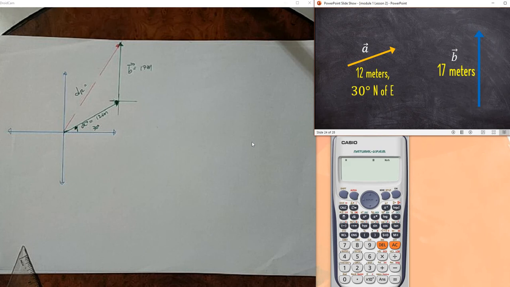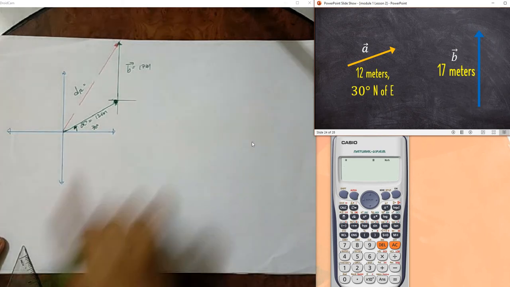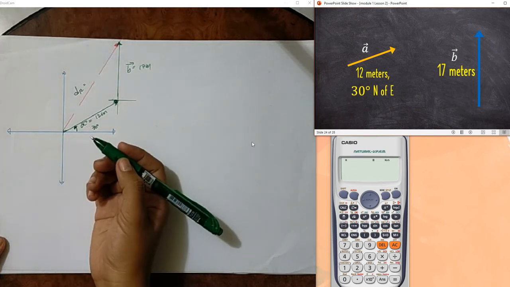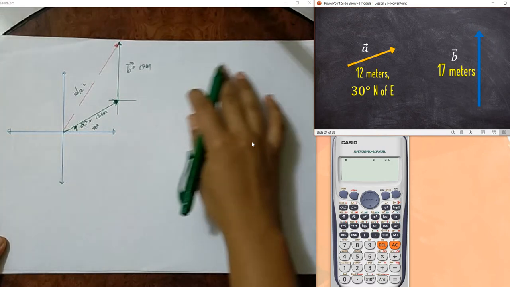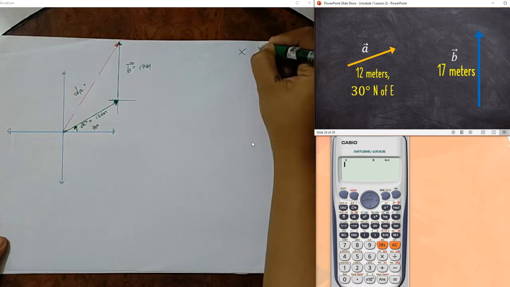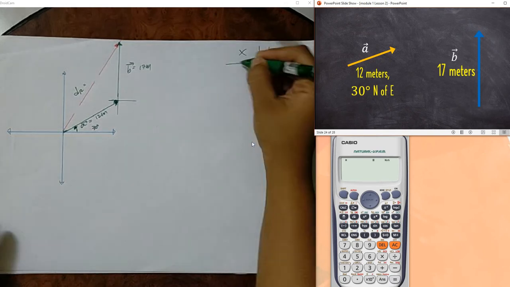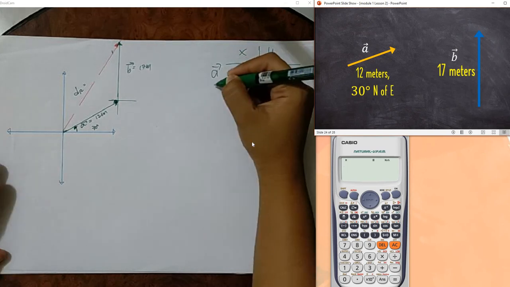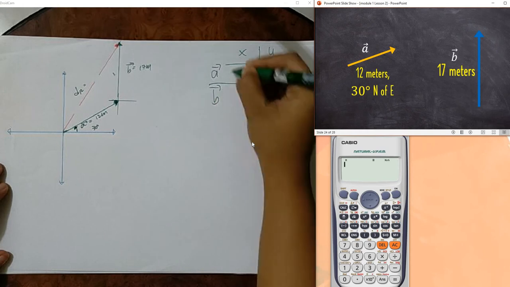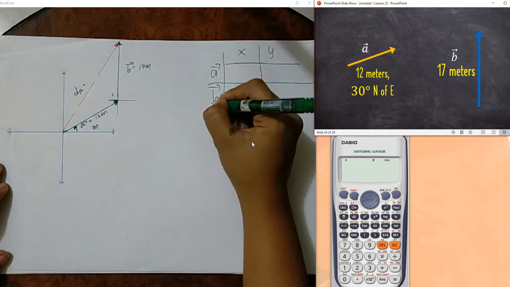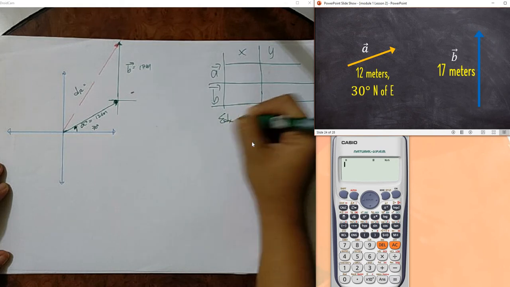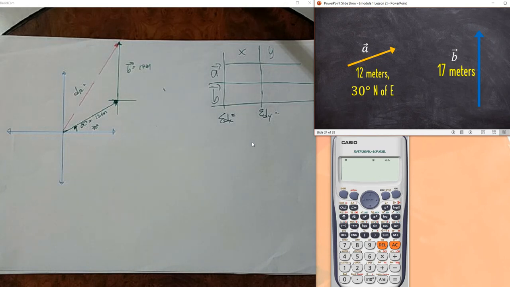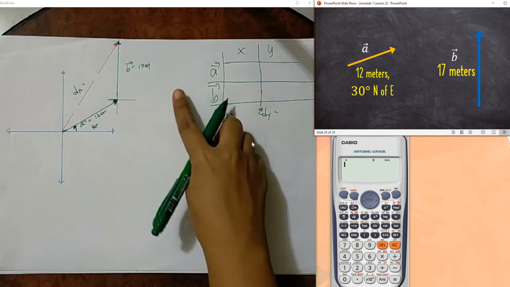But how are we going to do that? Let us look first for the x and y component of vector A and vector B. So let me write here a small table for our x and y component. Summation of d sub x and here summation of d sub y. Okay, so let us solve for the x and y component.